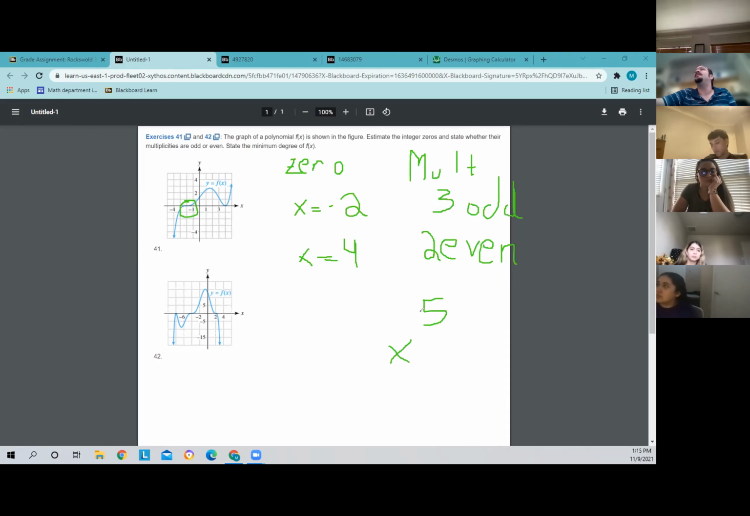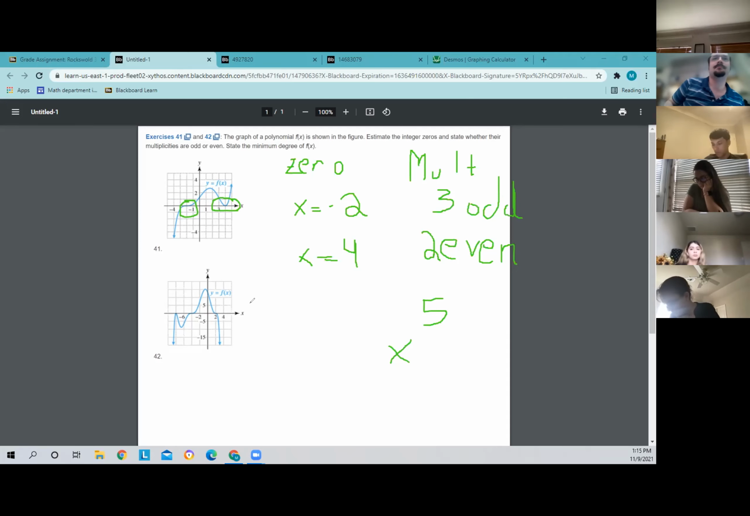Okay, then 3, 4, 5. And the other one at x equals 4, that's an even, right? And so the smallest even number we can have is 2. Yes, on the even. And so since we have something that's at least a multiplicity of 3 and at least a multiplicity of 2, when we add those together, it's going to be at least a multiplicity of 5.